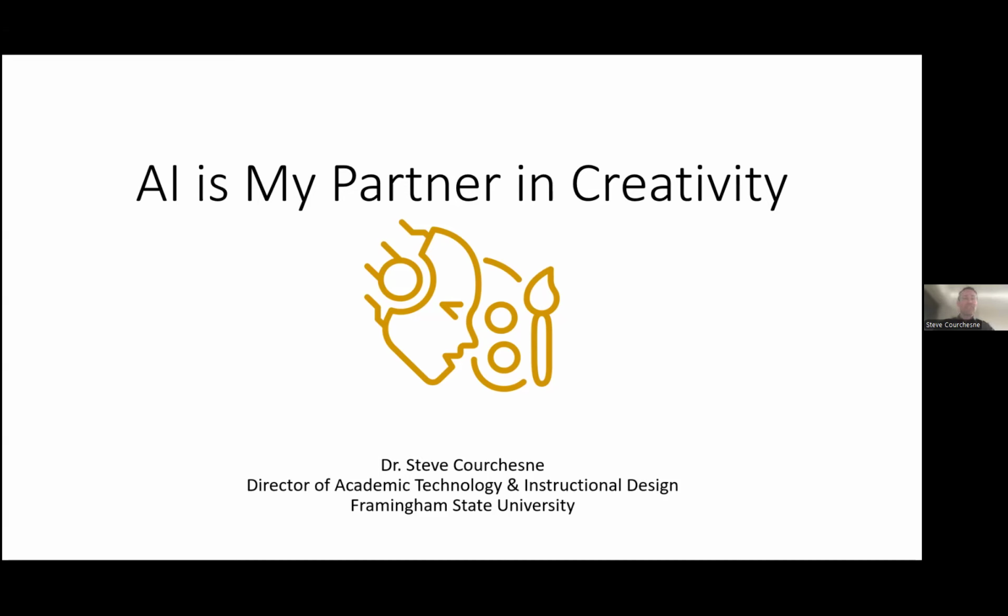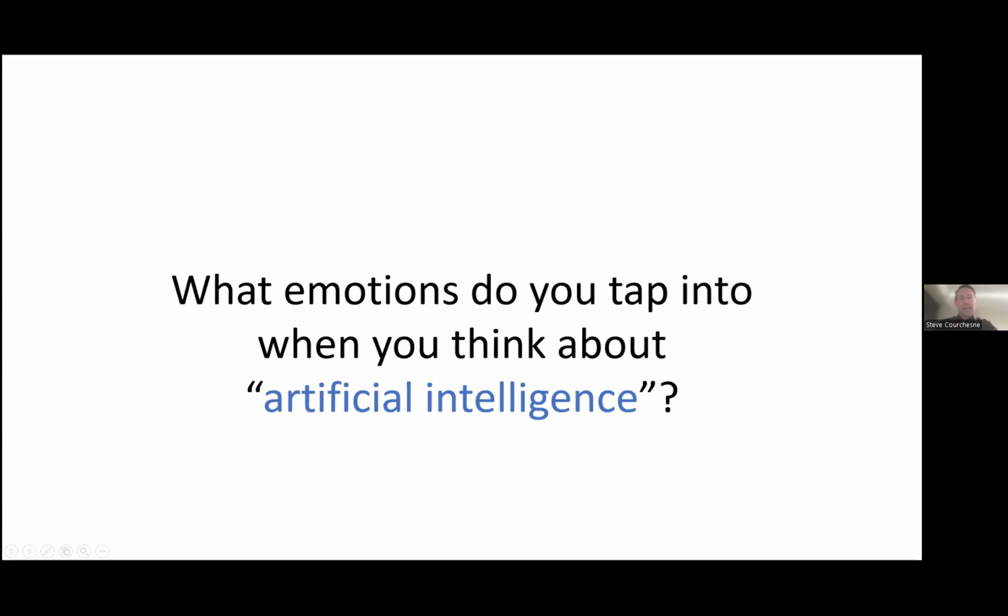Today's goal is to look at some of the ways that I've been exploring creativity with AI. So I want to get started with a particular question. If you know how to use the chat box in a Zoom meeting, at the very bottom of your screen you might see an icon that says chat with some speech bubbles. If you click onto that, you'll open up a panel with a little text box where you can type a message. If you would be willing to, I would like to hear some answers to this question. What emotions do you tap into when you think about artificial intelligence? What do you feel when you think about the concept of artificial intelligence?